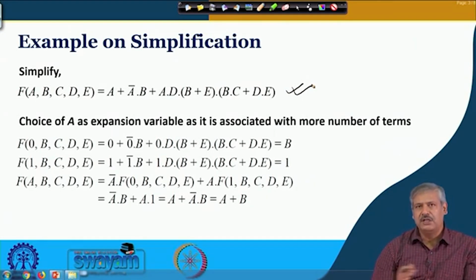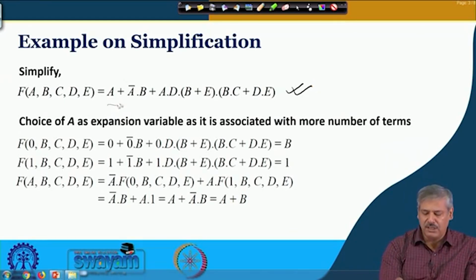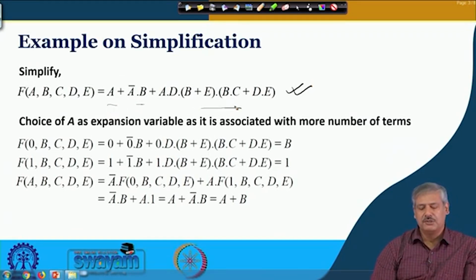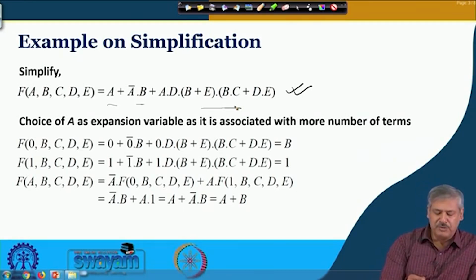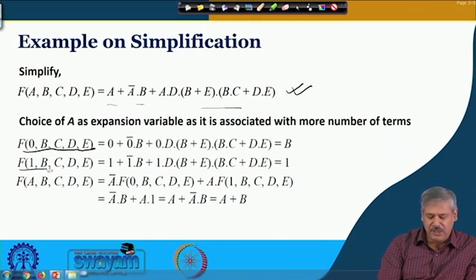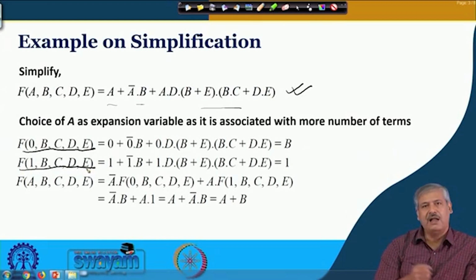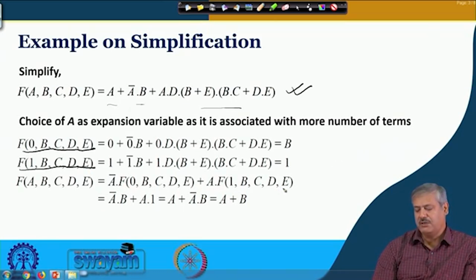So, we would generally look for the variable which is present in almost all the terms that you see in the expression. Here we see that A is present in all the different individual terms. So, it makes sense that we take A out. Okay. So, if you take A out, then we have to get two relationships, one is F0 B C D E and another is F1 B C D E, and then we shall AND it with A bar F0 B C D E and A F1 B C D E. Okay. So, this is the Shannon's expansion theorem that we shall be using for taking A out.